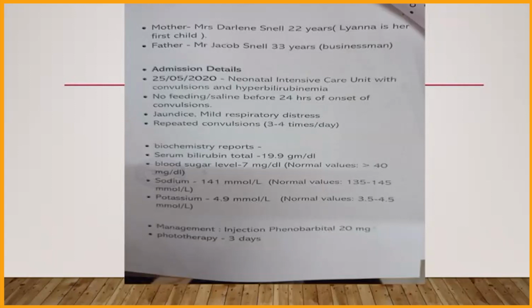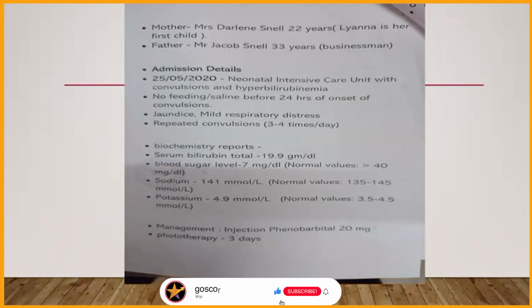Okay, read the rest. Biochemistry reports serum bilirubin total 19.9 milligram per deciliter, blood sugar level 7 milligram per deciliter, normal value above 40 milligram per deciliter, sodium 141 millimole per liter, normal value 135 to 145 millimole per liter, potassium 4.9 millimole per liter, normal value 3.5 to 4.5 millimole per liter.